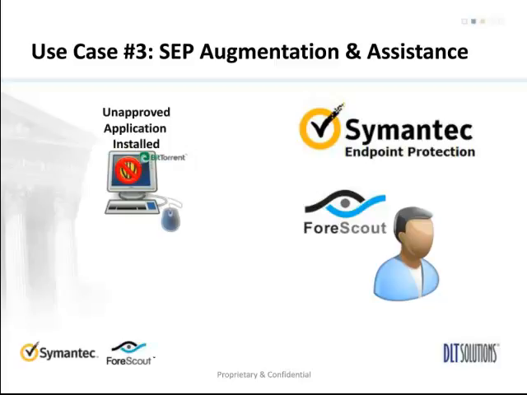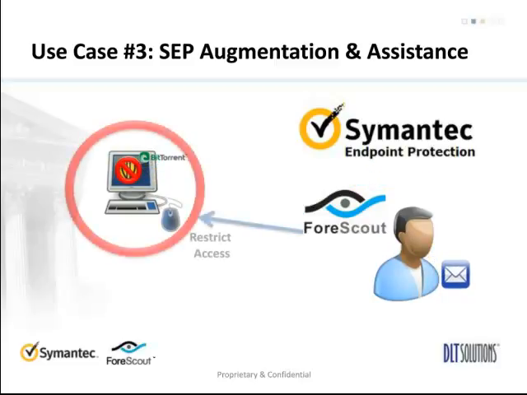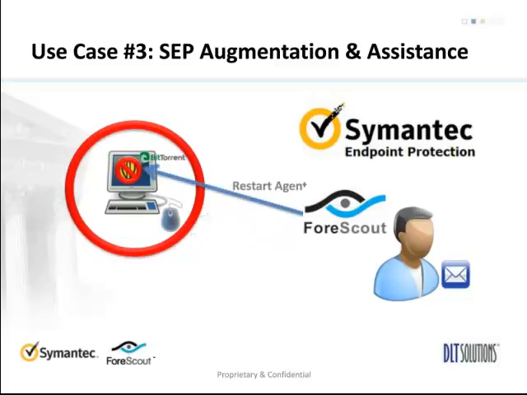So essentially, this use case shows that in the case of a control failure, ForeScout can come in and provide some additional help and assistance to ensure that malicious code or something like that doesn't have the opportunity to make impacts on the network.